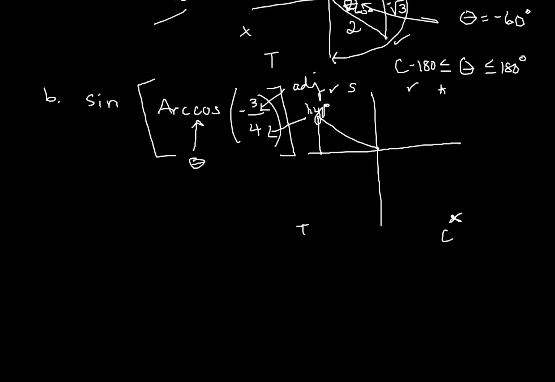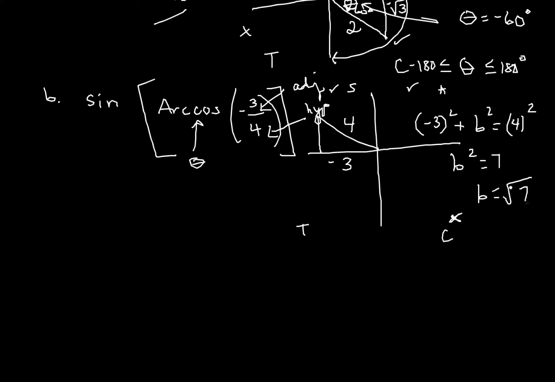I'm just making a big mess. All right, so the hypotenuse has to be the positive one, so this is going to be 4. And the adjacent side is going to be this -3. And then all we have to do is find the third side by using the Pythagorean theorem. So we're going to get -3 squared plus b squared equals 4 squared. And so we're going to get 16 minus 9, so b squared equals 7. B equals the square root of 7. And I got really jammed in here, square root of 7.